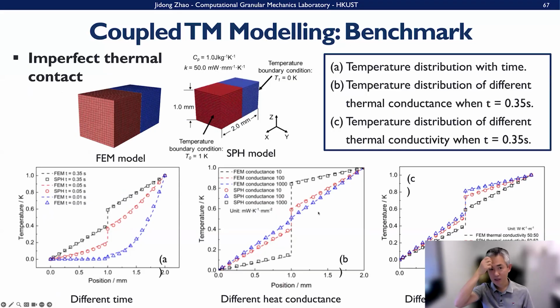And another benchmark would be an imperfect thermal contact here. We have two kinds of materials that have different thermal conductivity. For example, at the interface, when we apply different temperatures, there will be thermal conduction, and this is how the temperature changes during the conduction process with time here. This serves as another benchmark, and we further compare with FEM simulations as a benchmark example.